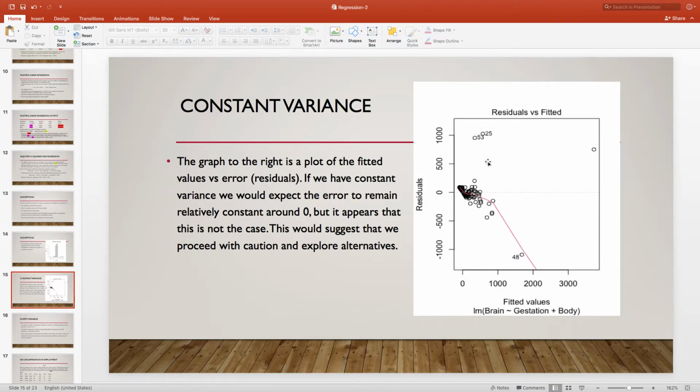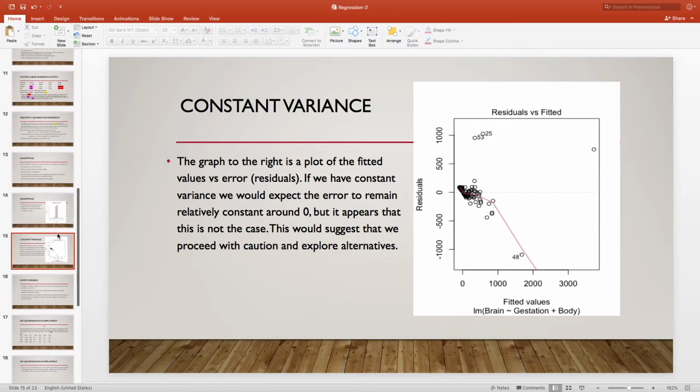It looks like it is at least weakly violated. If I just looked at this data here, I might be okay with it, but we can't just pick and choose what data to look at. We would want most of these data points to be right around 0, and to be randomly above or below. So we're going to proceed with caution and explore alternatives.